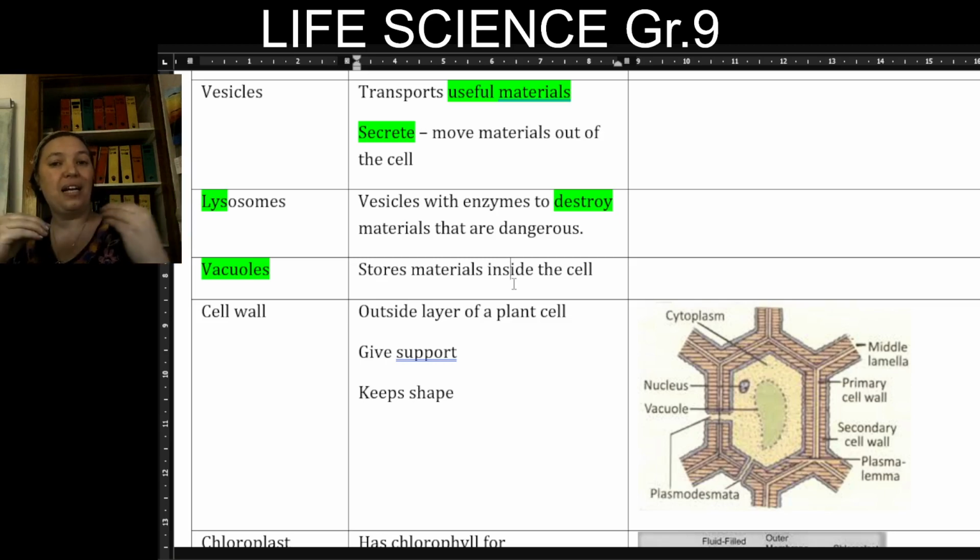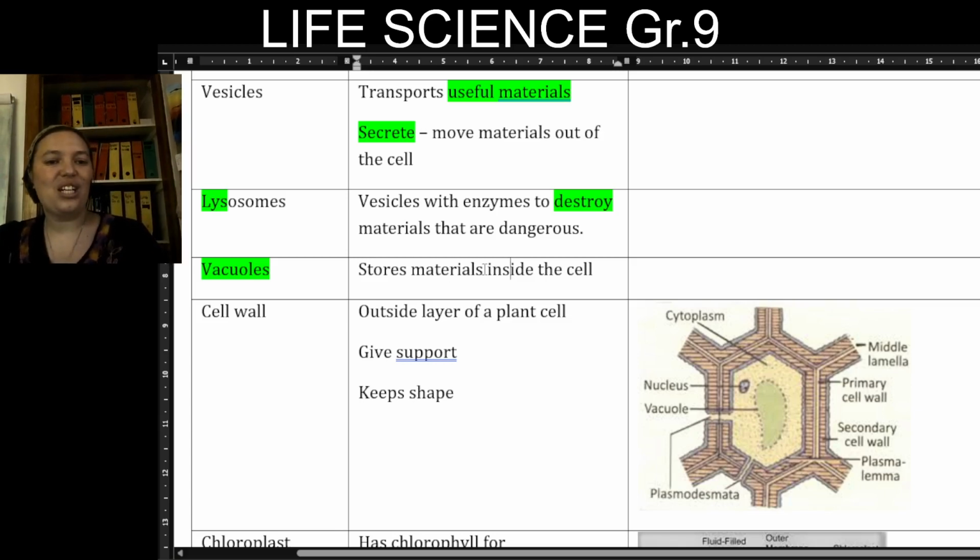So in animals, it's exactly the same thing, but it stores smaller bundles of different stuff. So it's smaller ones that are all over the place, and they move around to go pick something up here and store it, and pick something up there and store it. All right, so that is storage.